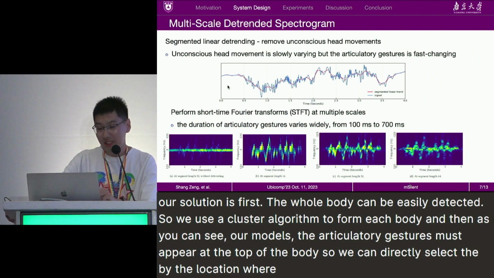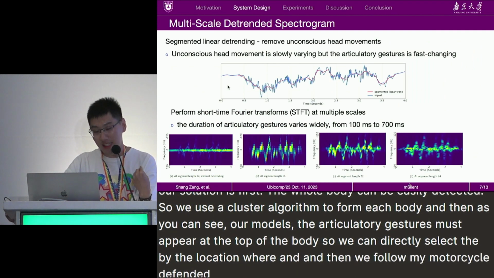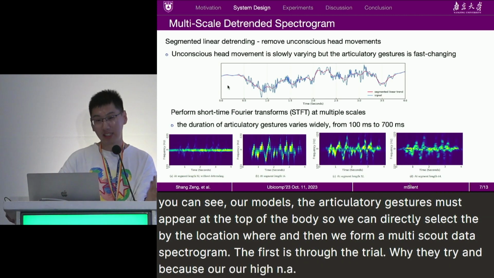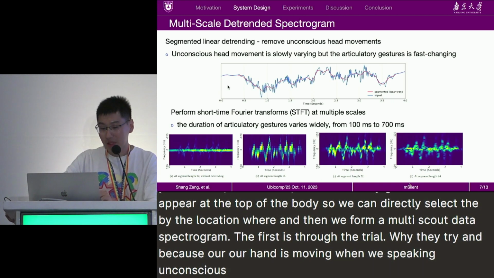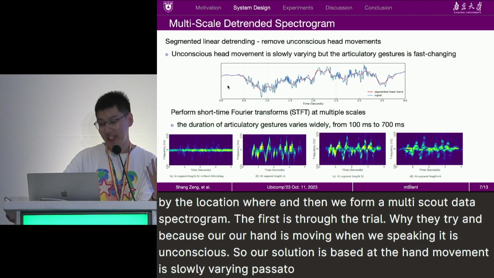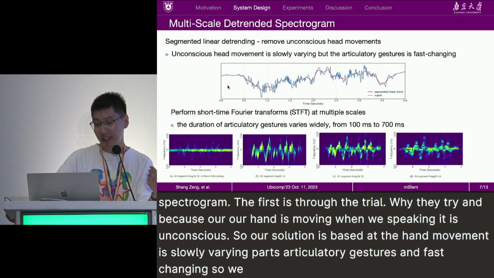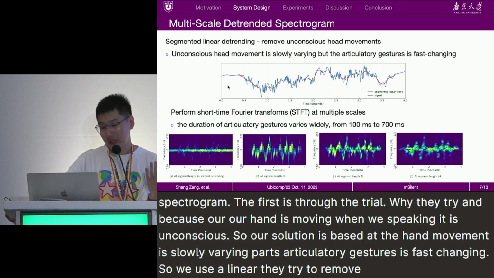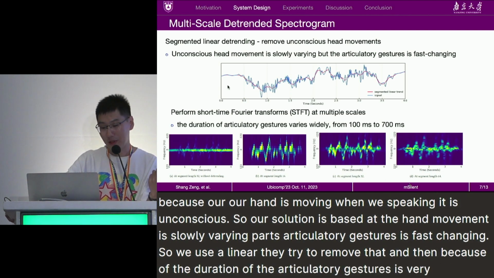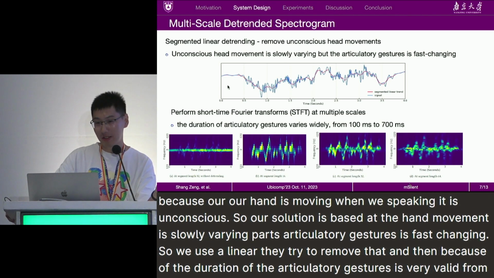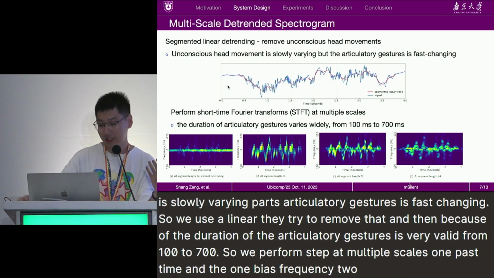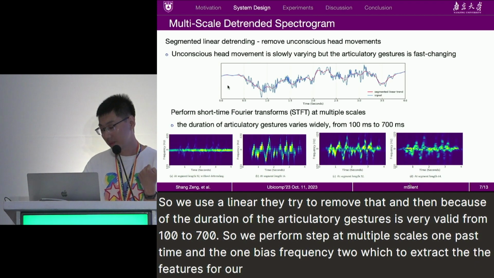And then we form a multi-scale detrended spectrogram. The first is to detrend. Why detrend? Because our head is moving when we speak. It is unconscious. So our solution is based on that the head movement is slowly varying, but the articulatory gestures are fast changing. So we use segmented linear detrending to remove that. And then, because the duration of the articulatory gestures varies widely from 100 to 700 milliseconds, we perform STFT at multiple scales, one biased toward time and one biased toward frequency, to extract the features for our articulatory gestures.